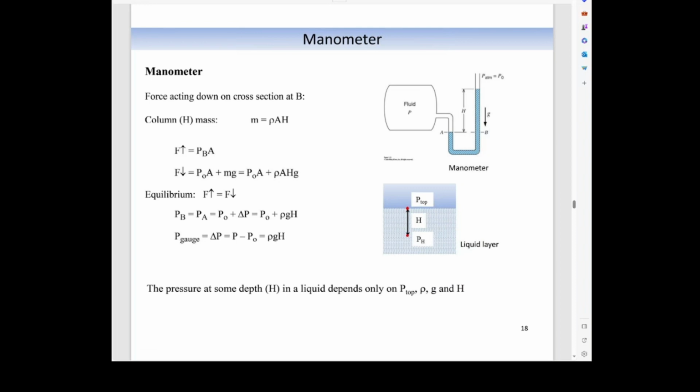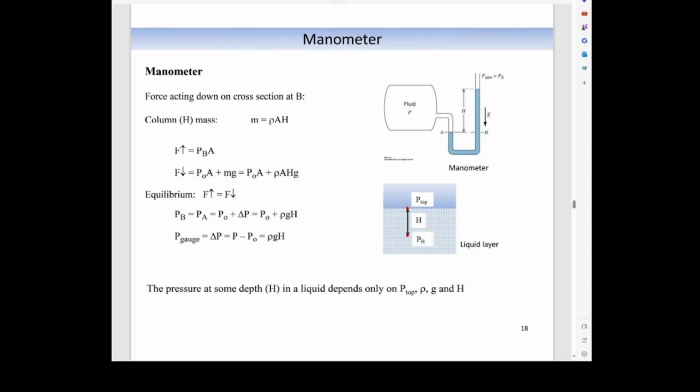Since it's in equilibrium, whatever force is pushing down at point A has got to be the same as what's pushing up. So what we find is what's pushing up at A, not to be confused with the cross-sectional area. The pressure at B times the cross-sectional area of this column is going to be equal to the force due to the atmosphere pressing down times the cross-sectional area, plus the mass of this column times gravitational acceleration pressing down here.